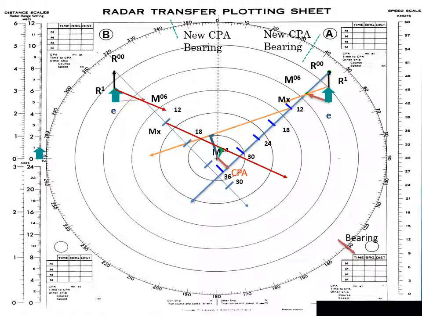This speed change did little good for contact B. It opened up the CPA for contact A because I was going to take her stern by 2 miles. Before, she was going to take my stern by approximately 1 mile. Now she's going to take my bow by approximately 1 mile. I would have to come up with a different speed change for me to be able to open up the CPA for both contacts.